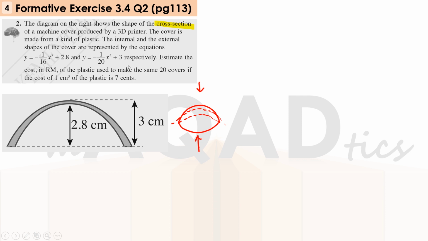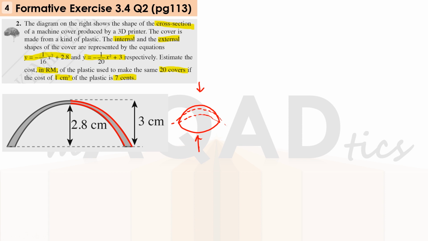So here we have given two lines. One is the internal line, which is this line, and the equation is this, and then the external line, which is this line, and also given the equation. Now we need to calculate the cost in RM of this plastic if we want to make 20 covers of this, and for each cm cube it is 7 cents. So technically this question tells us to find the volume of this shaded region and then find out the cost.